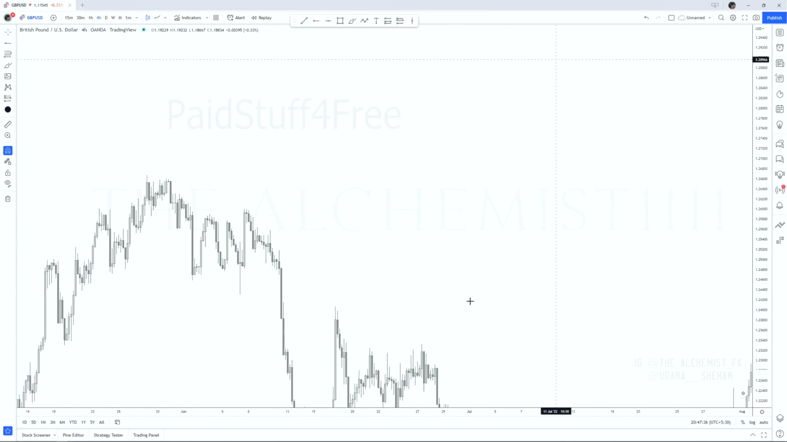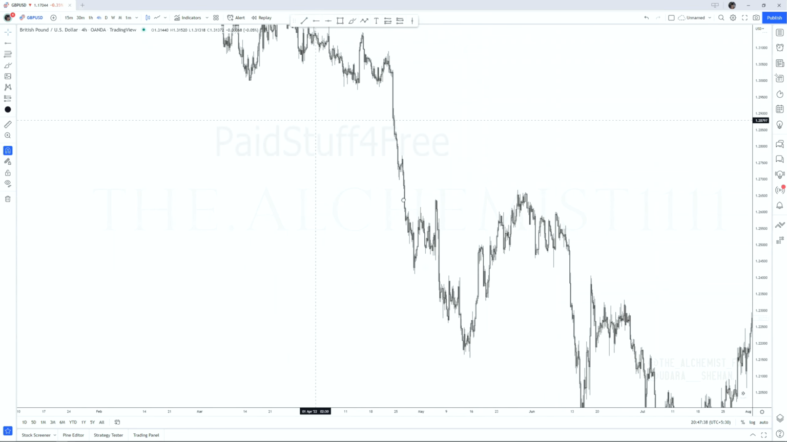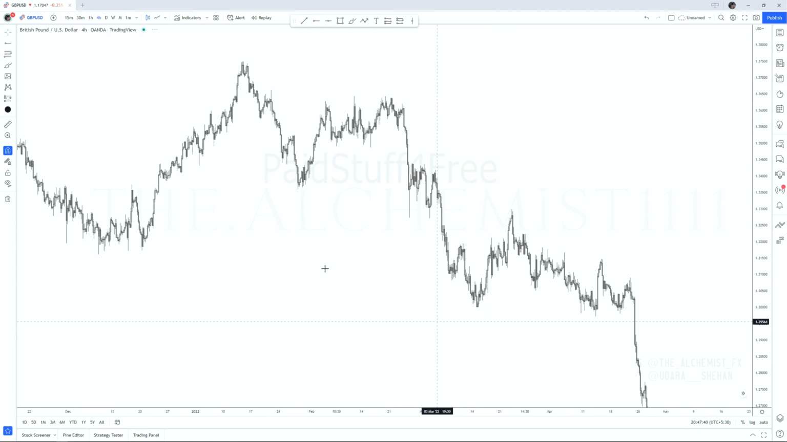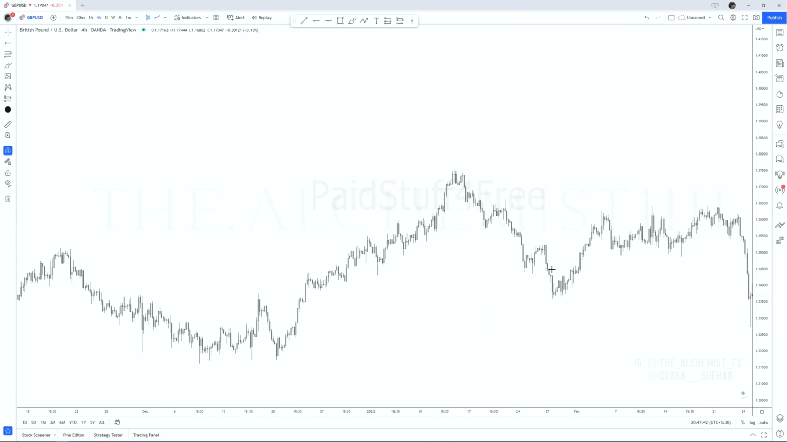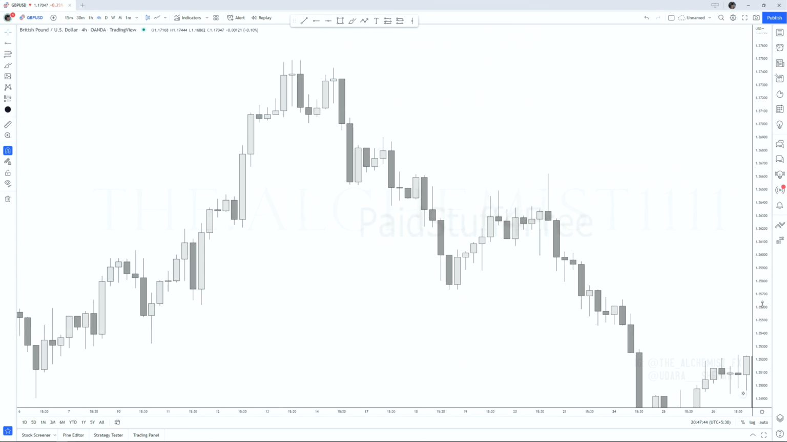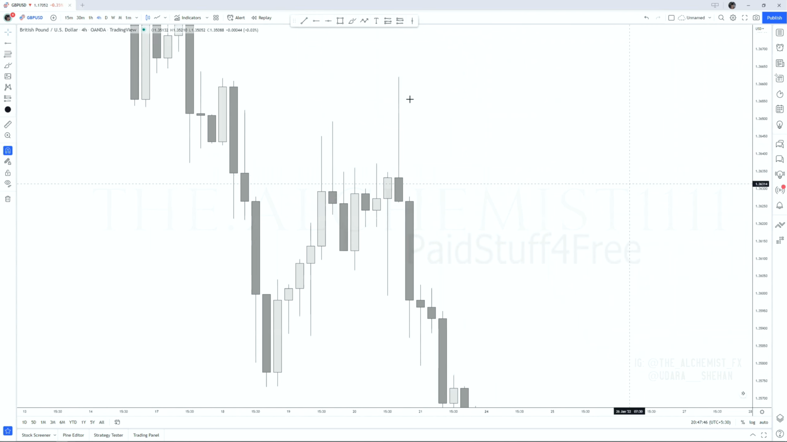Now let me show you order blocks, breaker blocks, rejection blocks, all of that. Here we have a nice example. This right here is what we call a rejection block. It is the closing price of the bullish candle, or the opening price of the bearish candle.